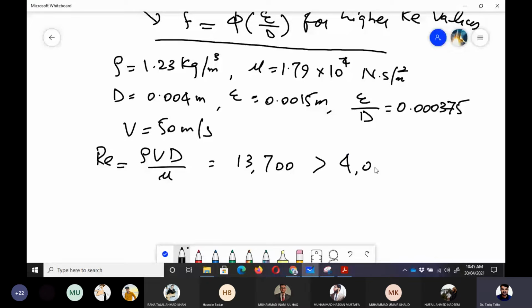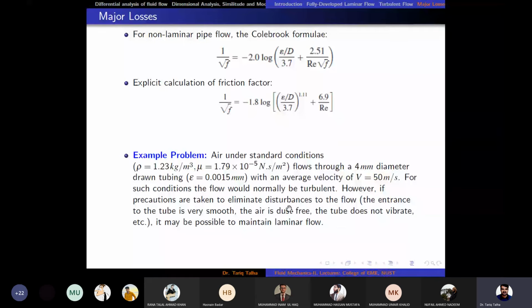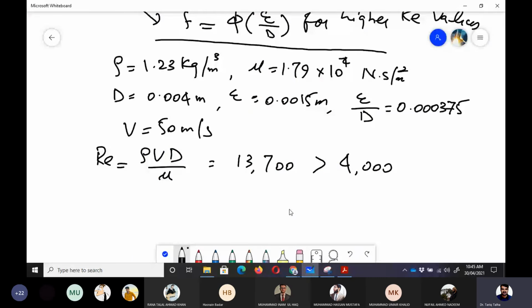So in normal cases it would always be turbulent, but because the statement is saying that we can keep it laminar by removing the disturbances which would create turbulence, we need to determine the pressure drop in a 0.1 meter section of the tube if the flow is laminar. So even though we know it would be turbulent, just in case the flow is laminar for this particular Reynolds number, we need to calculate the pressure drop in a section of tube which is 0.1 meter long.